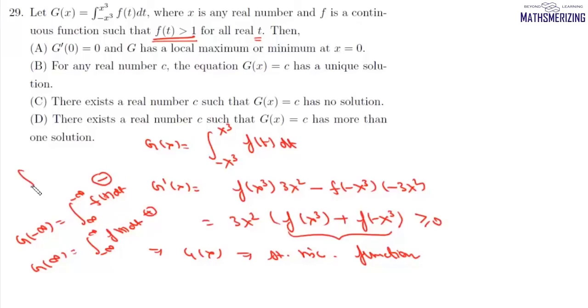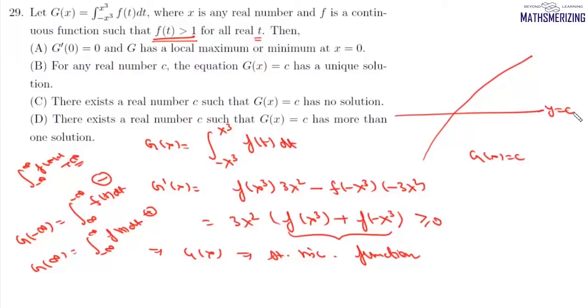And this integral from minus infinity to infinity of f(x) dx approaches infinity, as f(t) is a positive function. So this g(x) takes values from minus infinity to plus infinity, and it is strictly increasing. So if we consider this condition g(x) equals c, then if we draw a line at y equals c, this line will intersect the curve every time at one place. So the answer to this question is, for any real number c, the equation g(x) equals c has a unique solution, and that's your option B.